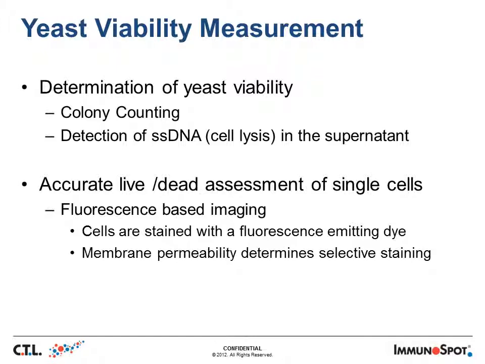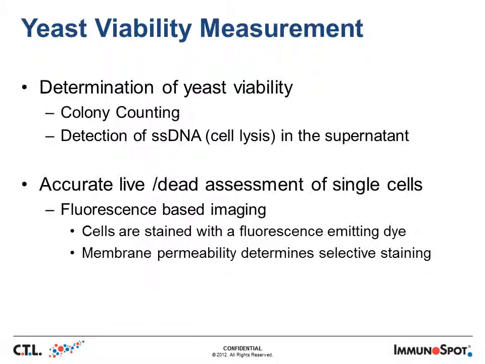The other method is to detect cell lysis by measuring single-stranded DNA in the supernatant culture. This is inconsistent and at best an indirect method of determining viability. Single yeast cells can be analyzed by fluorescent-based imaging and counting. Cells are stained with a fluorescence-emitting dye, and the detection of fluorescence is a direct measurement of the cells. Membrane permeability can then determine live versus dead cells. Therefore, a two-color detection scheme would be ideal to detect viability.